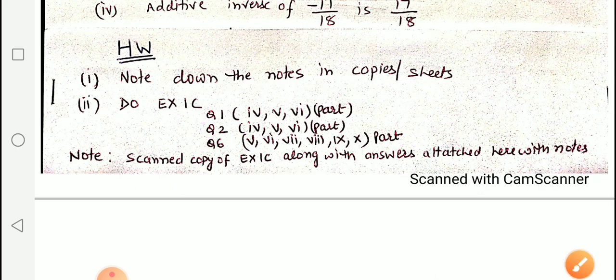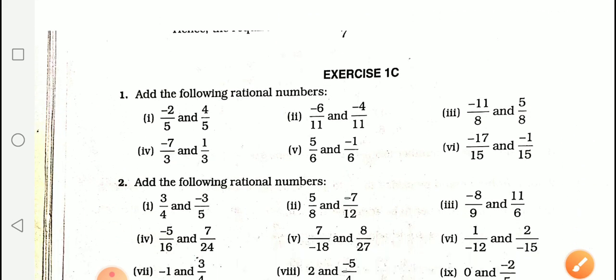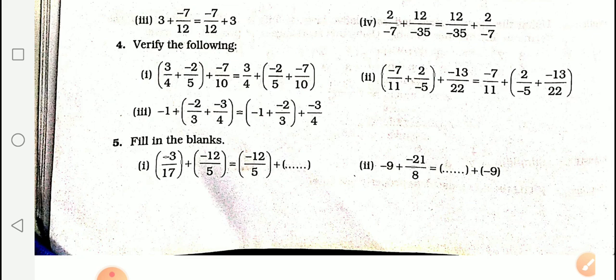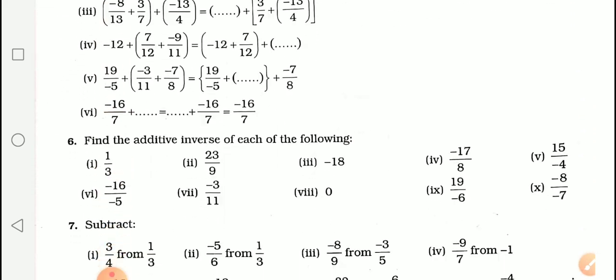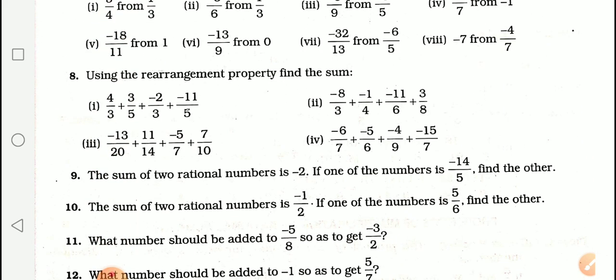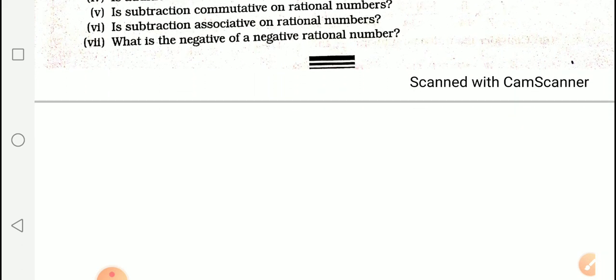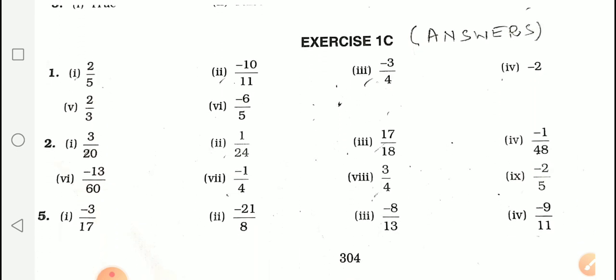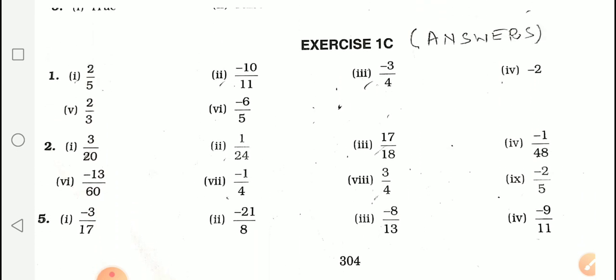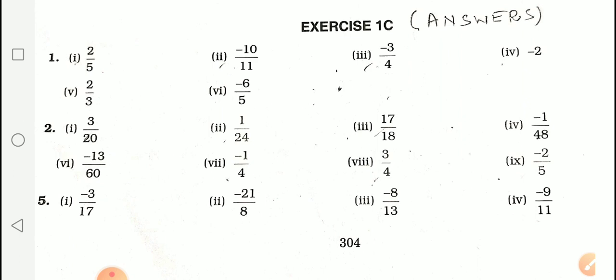See, this is the exercise, the whole 1C exercise, but you have to do only the parts which I have written. And this is the answer for the same exercise, exercise 1C. You can keep this as your reference.